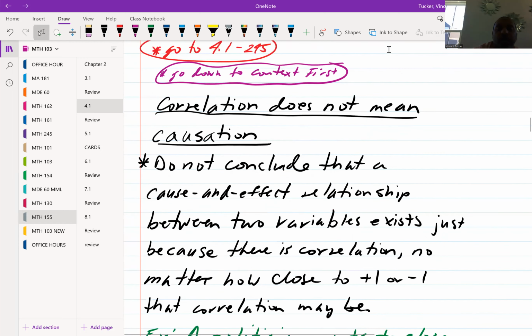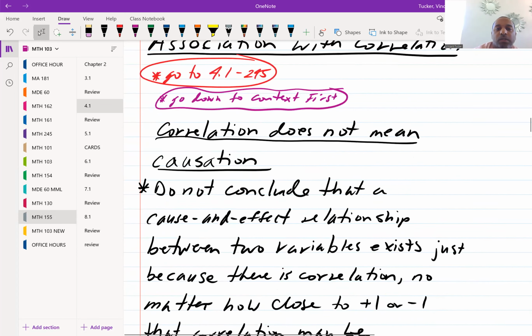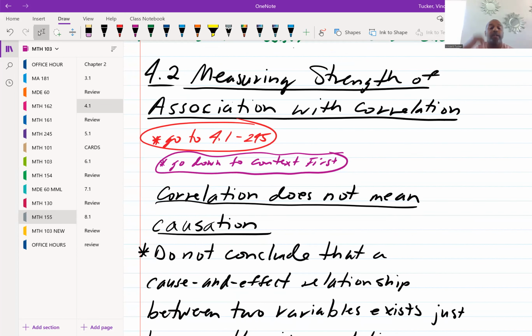Let's see, how long is 4.2? Yes, we can go now. All right, so let's do 4.2 and then call it a day. So we're looking at measuring strength of association with correlation. Now I'm about to go to another page in my notes, so you can just copy down the title and then we'll go there. All right, then go to the next page. Everybody good?